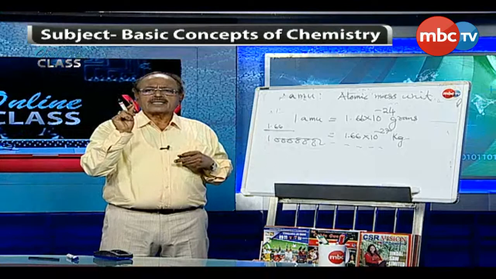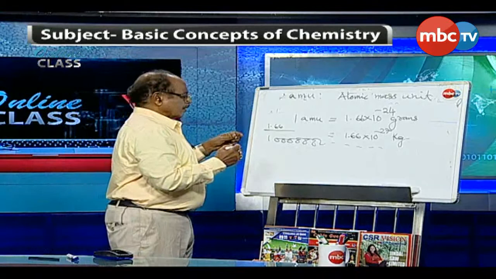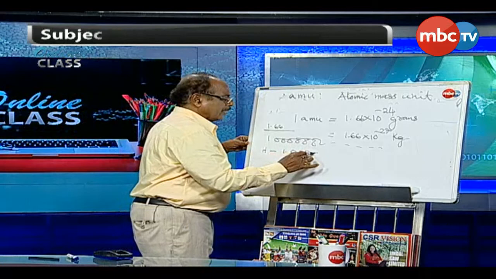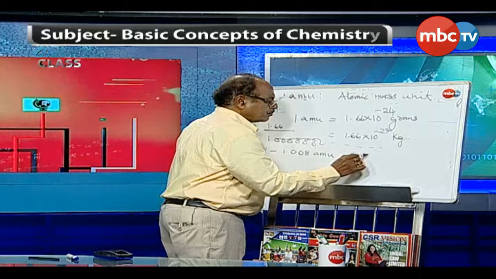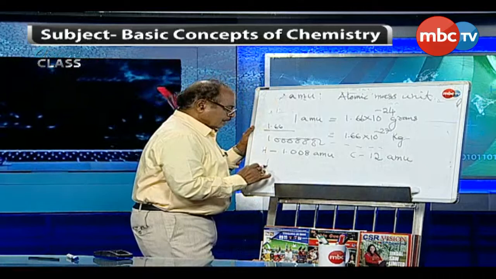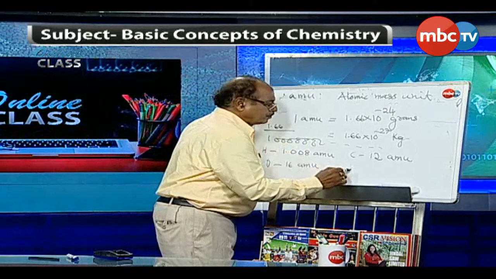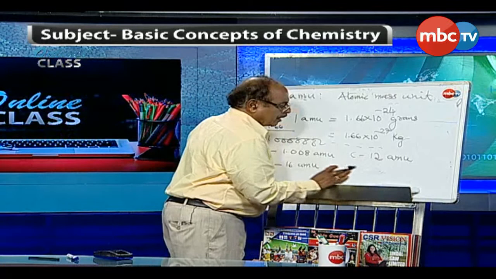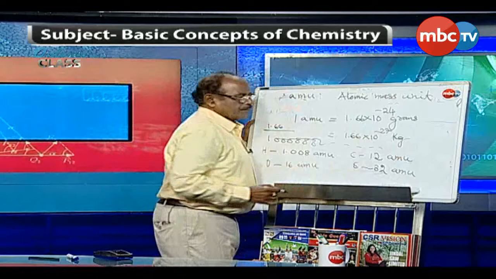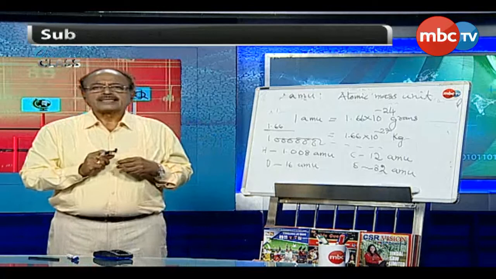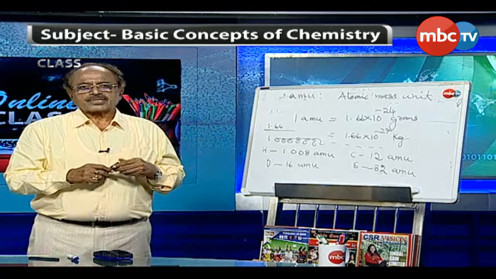So, the atomic mass of hydrogen, now we can say, is 1.008 AMU. The atomic mass of carbon is 12 AMU. The atomic mass of oxygen is 16 AMU, atomic mass unit. Similarly, if you take sulfur, then 32 AMU, like this. So, it is expressed by atomic mass unit. One atomic mass unit is 1.66 into 10 to the power minus 24 grams. So, we express this atomic mass on the atomic mass unit scale.